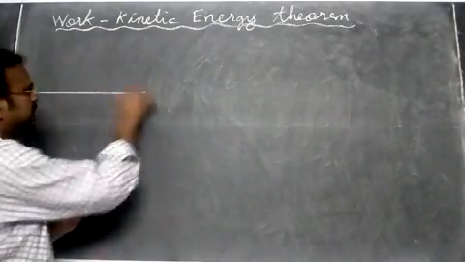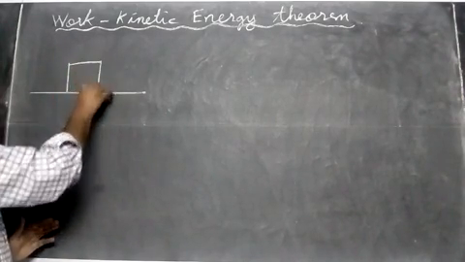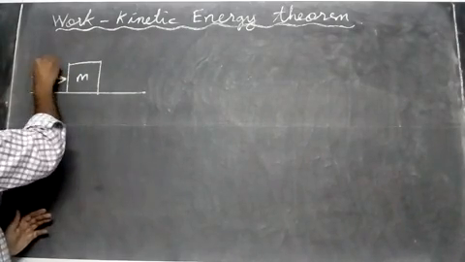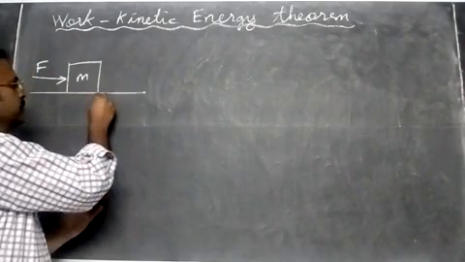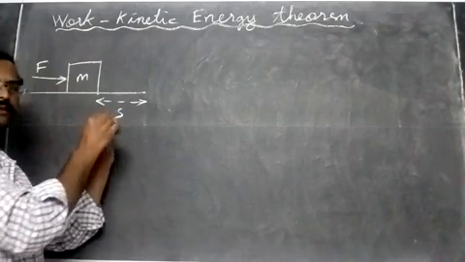Let this be a flat surface. On this flat surface, we take an object of mass m, and then we give a force here. Let the force be F. When you give a force, what happens? The object will start moving. It moves from here to here. The displacement of the object will be S.